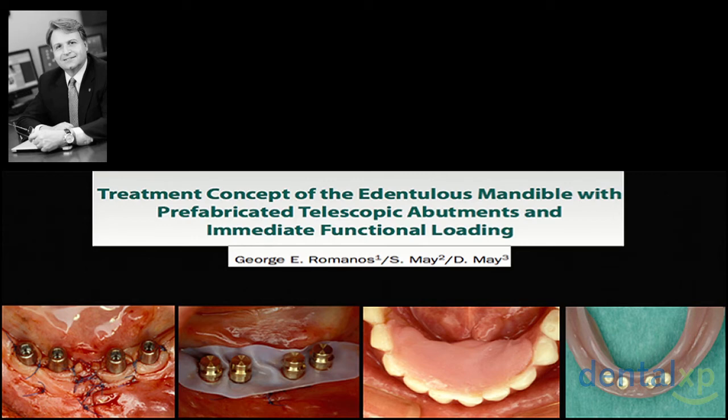We place 4 implants in the mandible. We fabricate telescopic abutments. On the top, we use secondary copings. We reline the denture of the patient, and then we cut down the flanges. So it means the restorations are not tissue retained, and the forces go to the implants and not to the alveolar ridge.